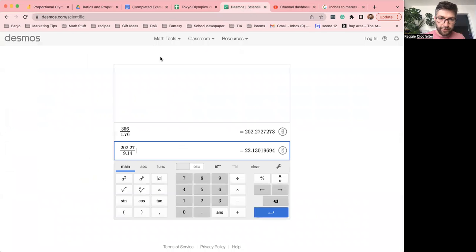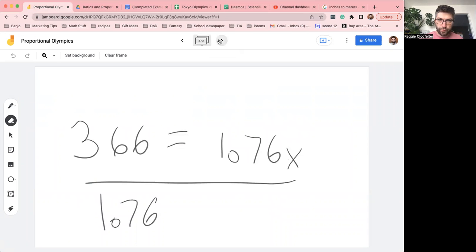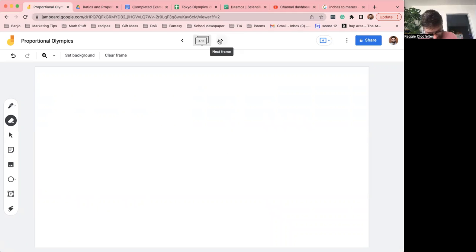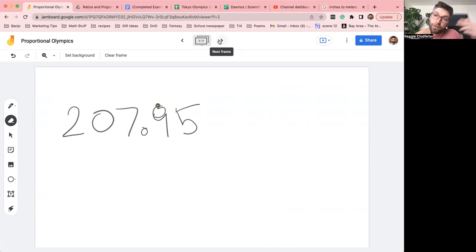On my calculator, 366 divided by 1.76 equals 207.95. So my proportional race distance is 207.95. I'm actually taller than my fastest competitor, so my race was longer than the original. Most of you are going to be shorter than your fastest competitor, so your race will be a little shorter. It's going to be really hard for me to win, but for some of you the speed will be more doable.